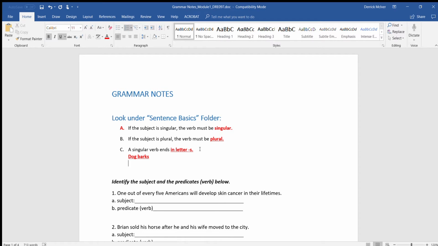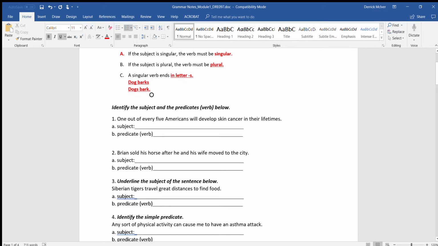Let's say you have the subject dogs, which is plural. If the subject is plural, the verb must be plural, and the plural form of the verb barks is bark. So dog is singular, the verb must be singular. Barks is a singular verb because it ends in S. Dogs is plural, the verb must be plural, and the plural form of bark is bark.